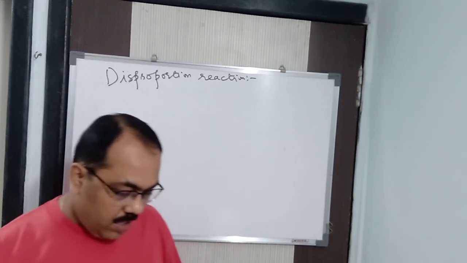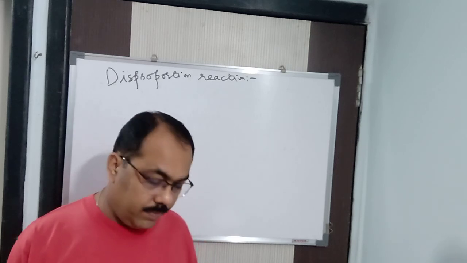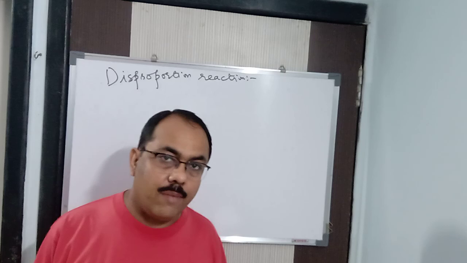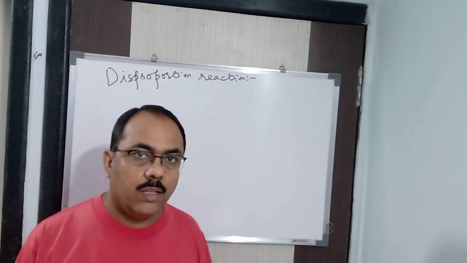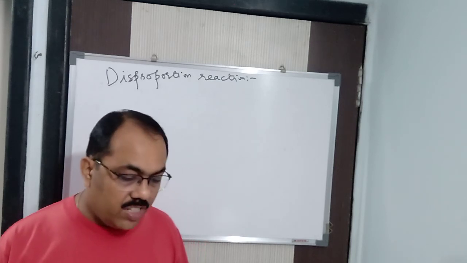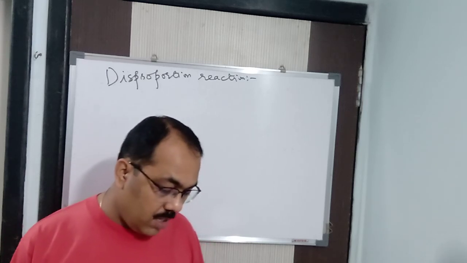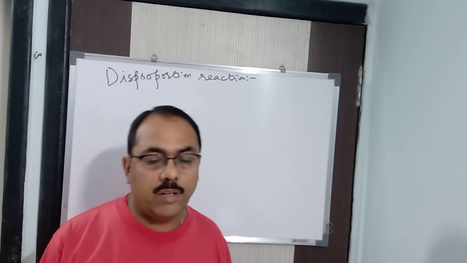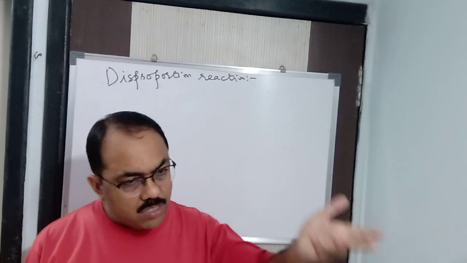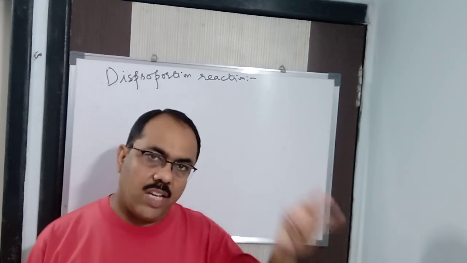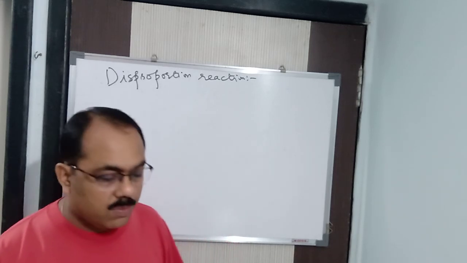First, you write the definition. The reaction in which an element in one oxidation state is simultaneously oxidized and reduced is called a disproportion reaction. Means a particular element in a particular oxidation state is simultaneously oxidized and reduced. Means the same compound, or the same element, is oxidized and reduced both. That is said to be a disproportion reaction.